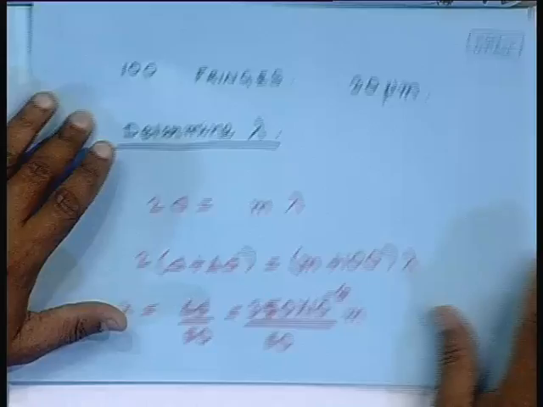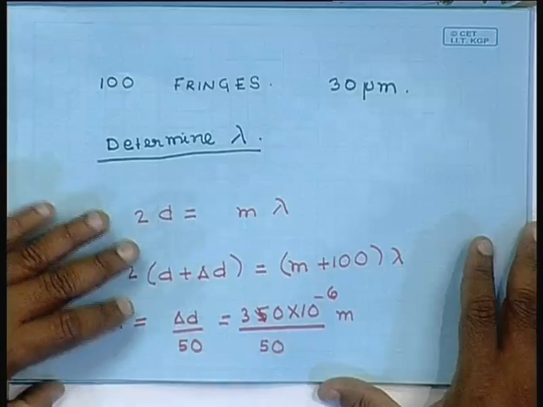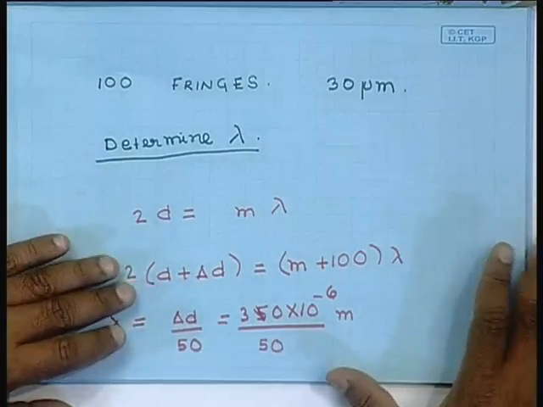So, in this last part of this lecture we have taken up a very simple problem which essentially illustrates how the Michelson interferometer can be used to determine the wavelength of light.